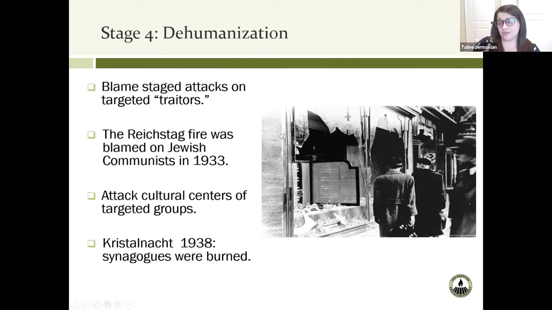Dehumanization also involves not only comparing them to animals, insects, and whatnot, but also labeling them as traitors, labeling them as people that are beneath you, lower than you.